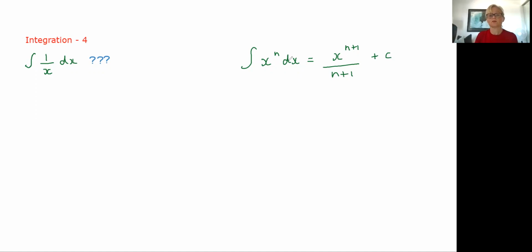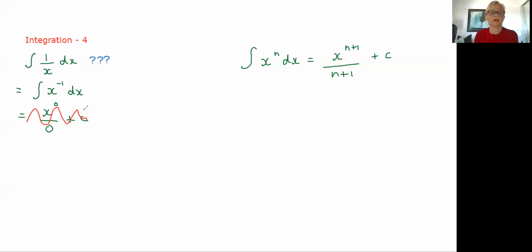Now this has always worked with all the examples that we've done. However, there is one case where it is not going to work. Lo and behold, let's have a look at this one here. Normally I would say put this in index notation, so that's x to the -1. Now, if we were to use this rule, we would increase our index by 1 and divide by the new index and add c. Doesn't look too good, does it?